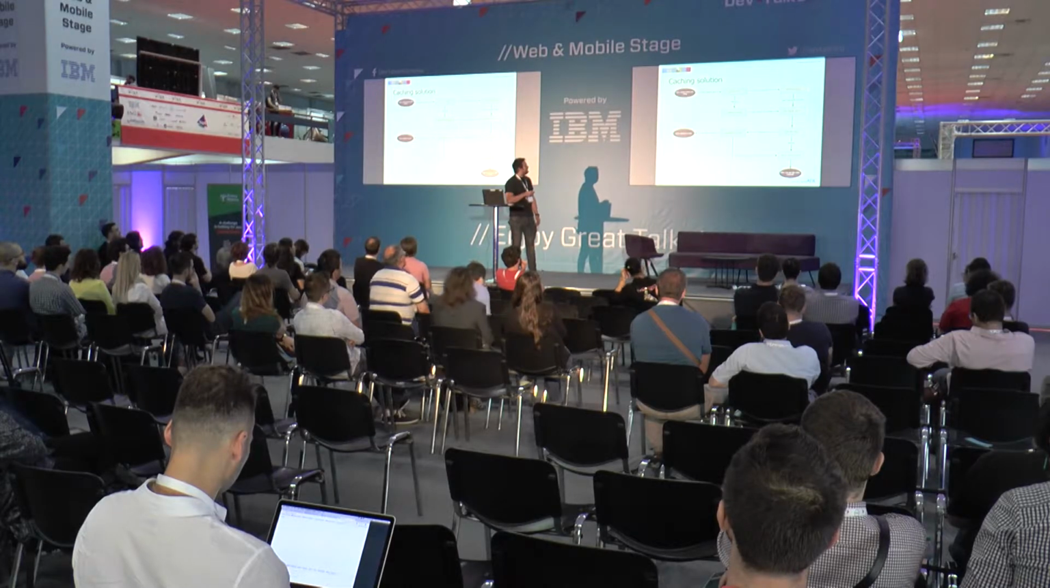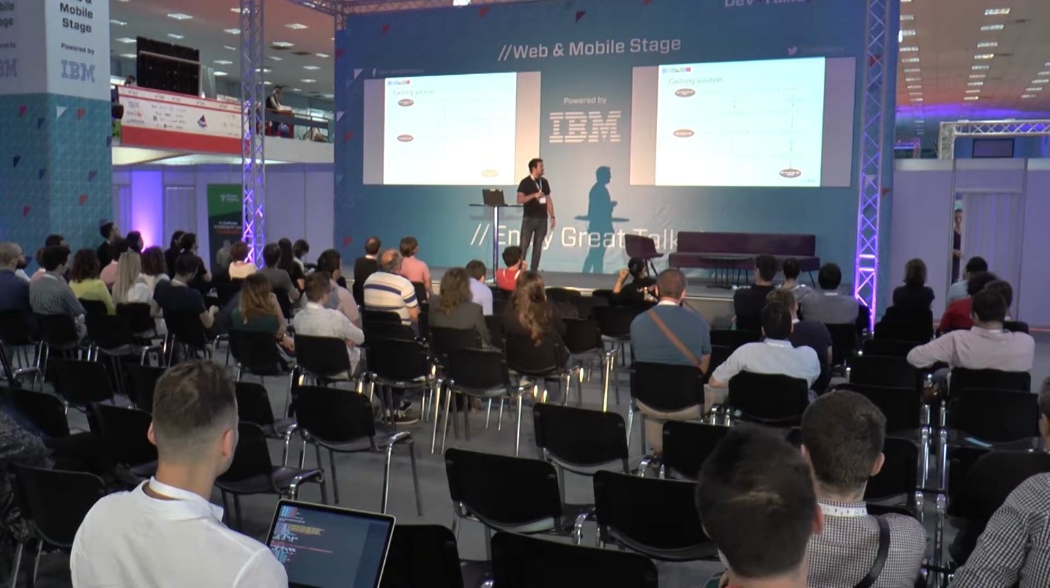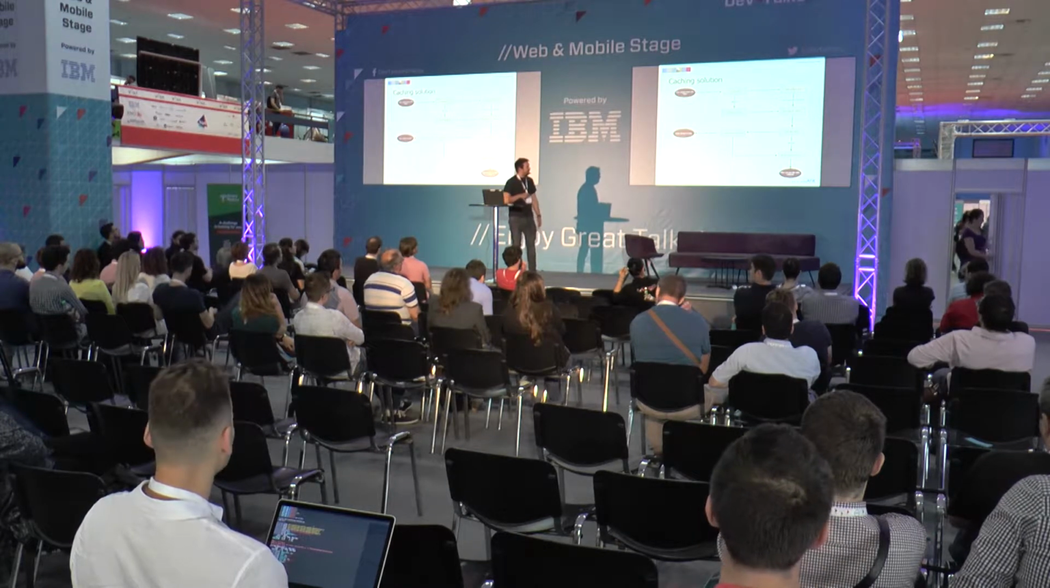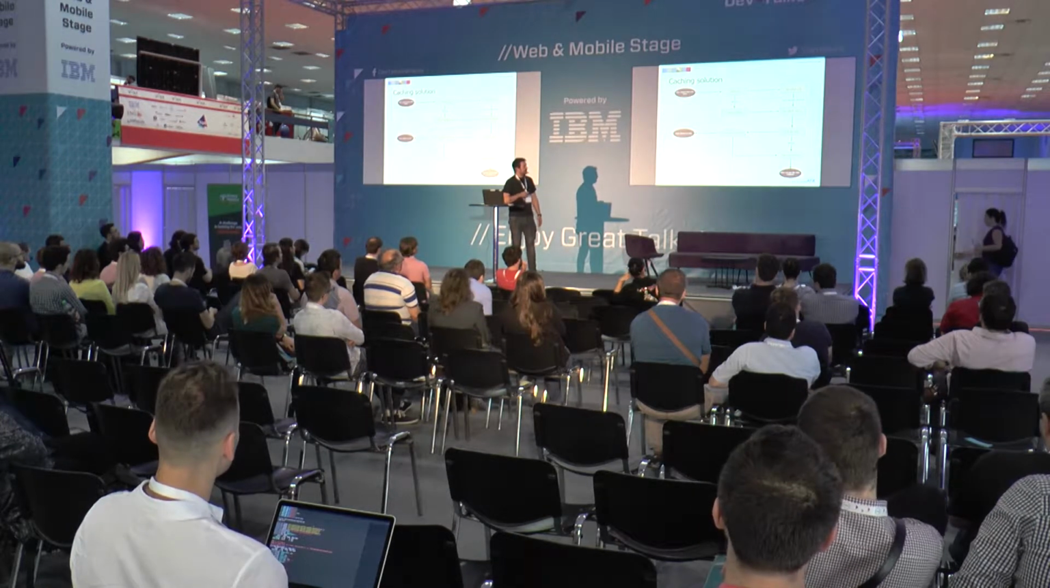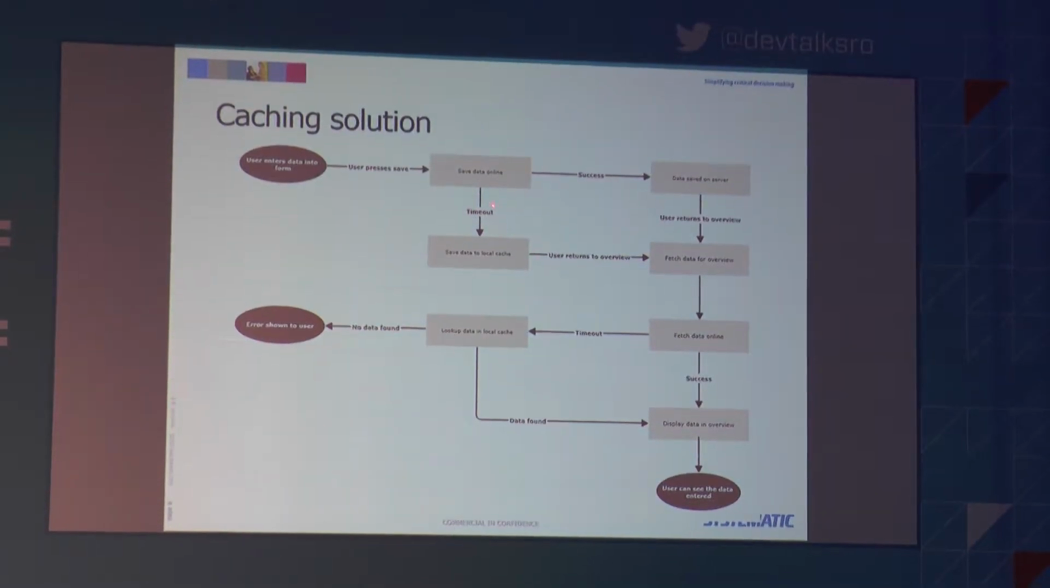So the user enters some data into a form, presses save. Maybe we could check here if we had a connection at all, and that would lead to the same thing as here. But if this is a bad connection, well, then we'll just time out and we go down here as well. But if it was a good connection, well, we'll save the data on the server, return the user to the overview, fetch the data from the overview, we'll fetch that online. It's successful, we display the data, and the user can see what he entered.